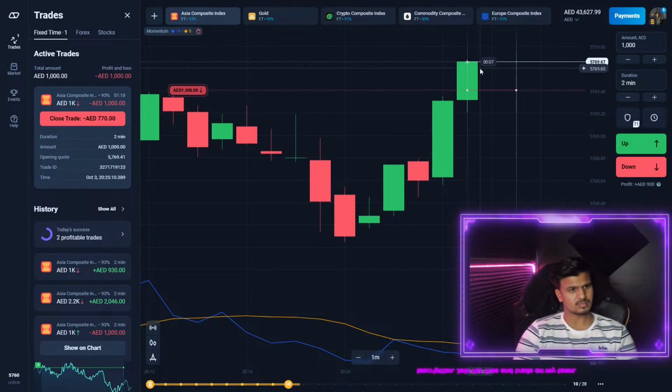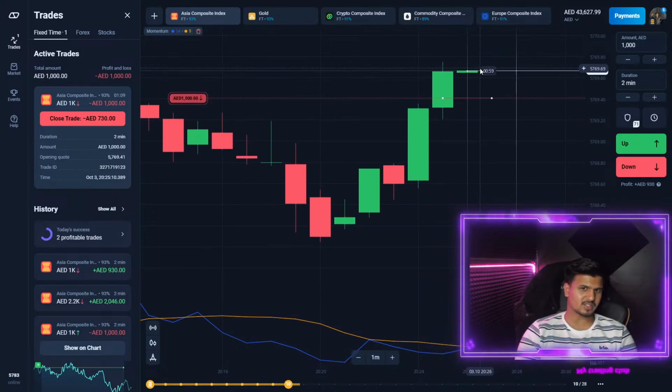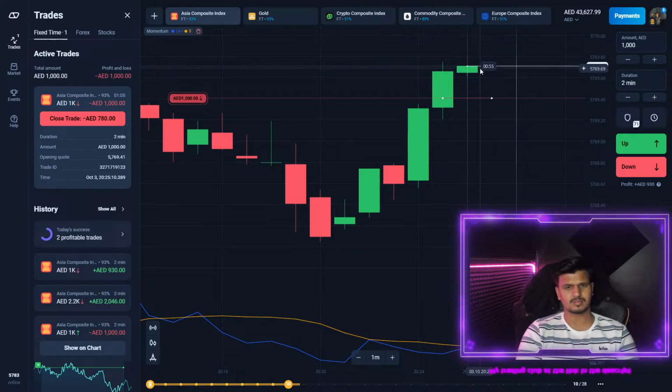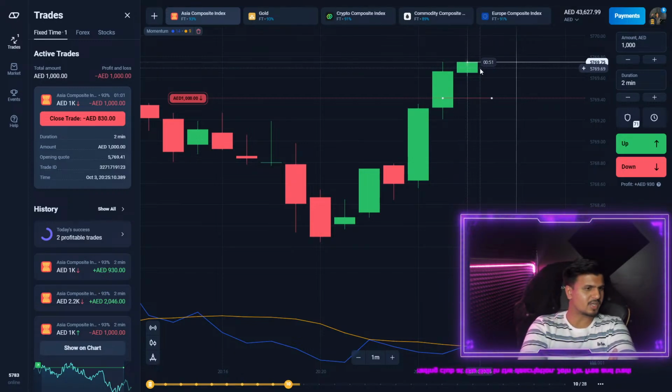Well guys, I think now it's going to be a loss because the market is suddenly moving in the upward direction. As we can see, the biggest Japanese candlesticks are forming in the upward direction. So we can make another trade. Already we are in profit.